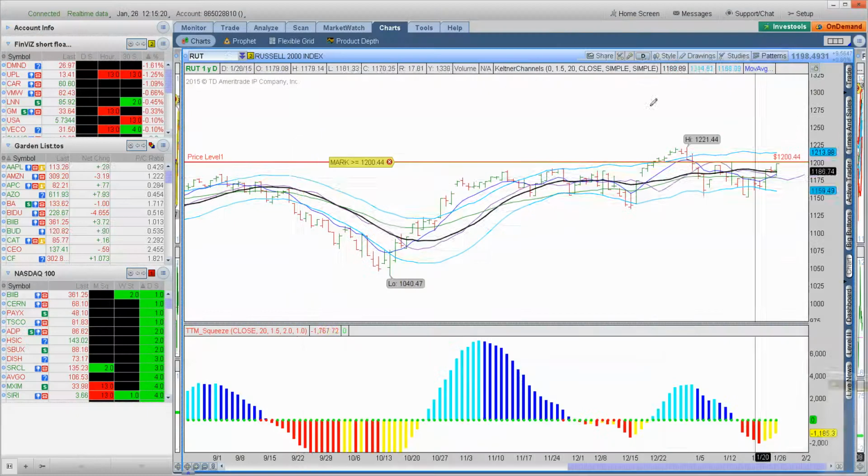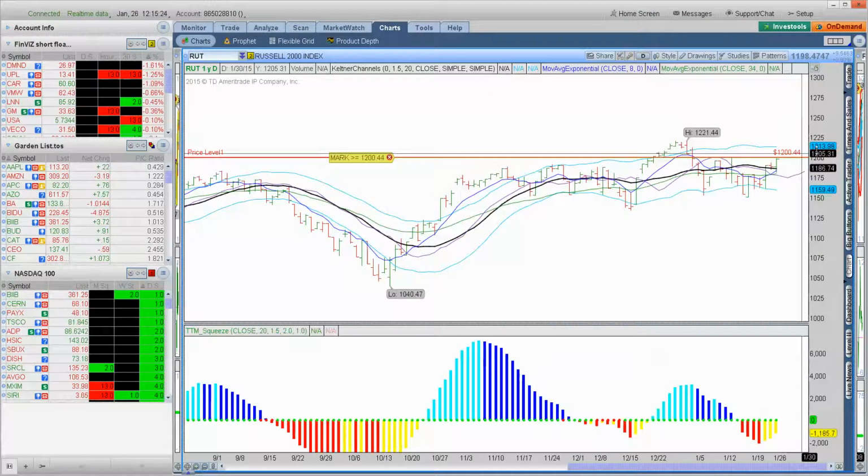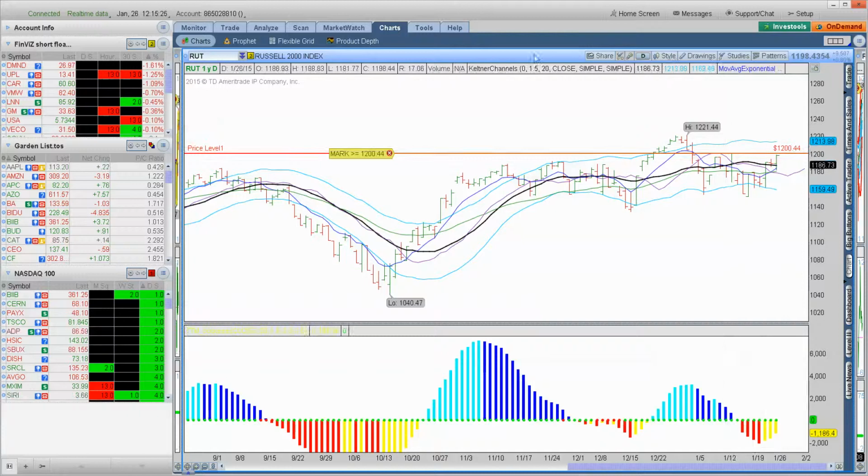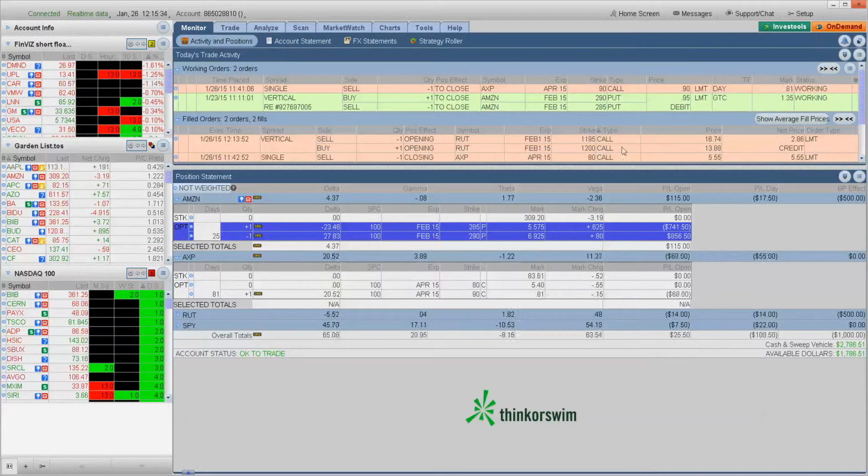My last trade didn't work out. It was a long trade, and it failed, and I lost a couple hundred. So what? Move on. You always have to just move on in trading. And that's it. That's all.